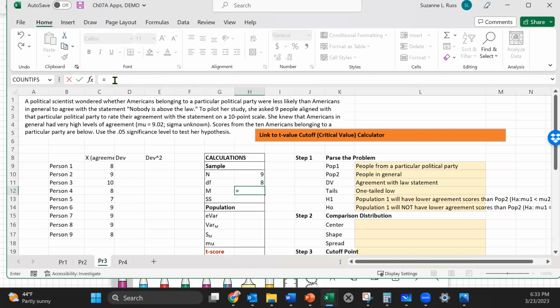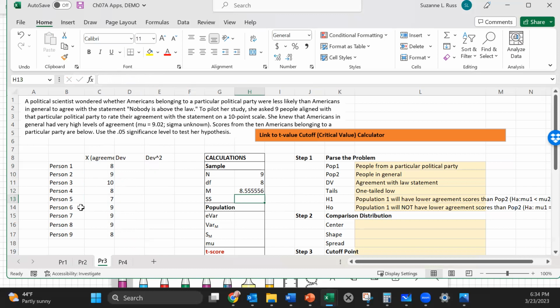And I know that I can just use a shortcut here and type average. And I can just select these cells and hit enter. And it says that the average is 8.55556. I'm glad we're not doing this by hand.